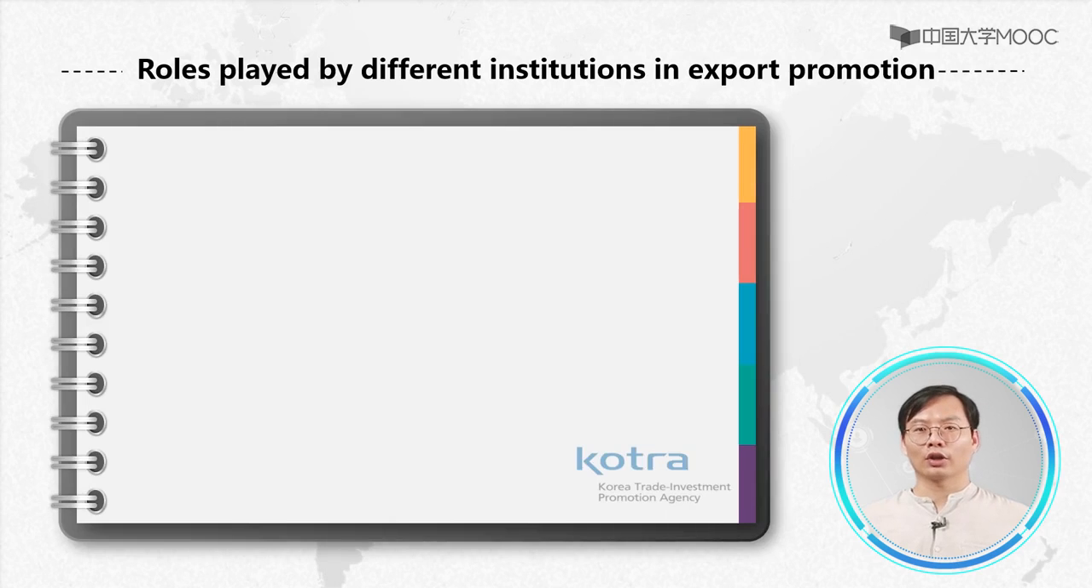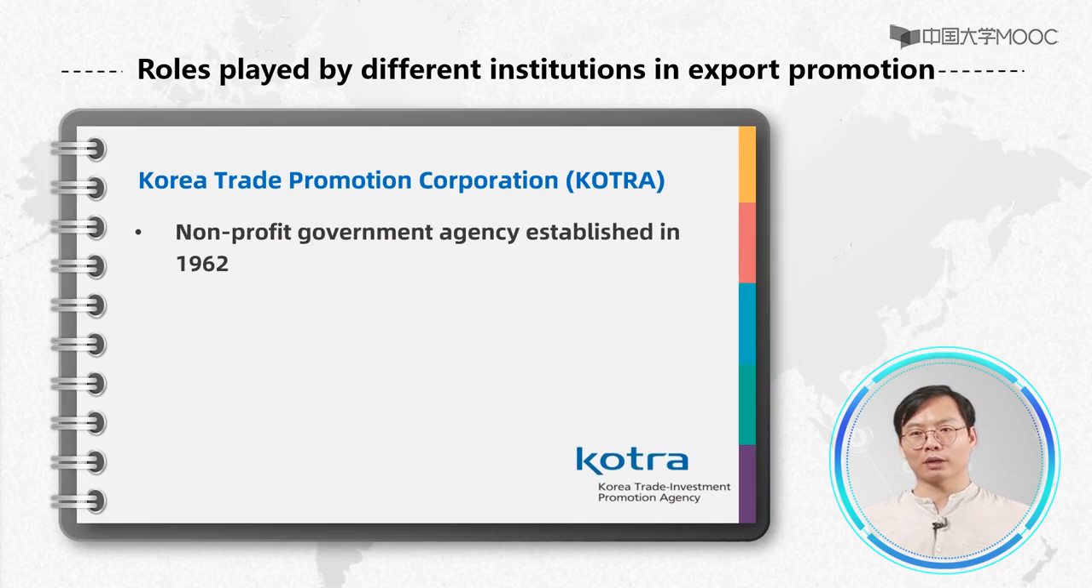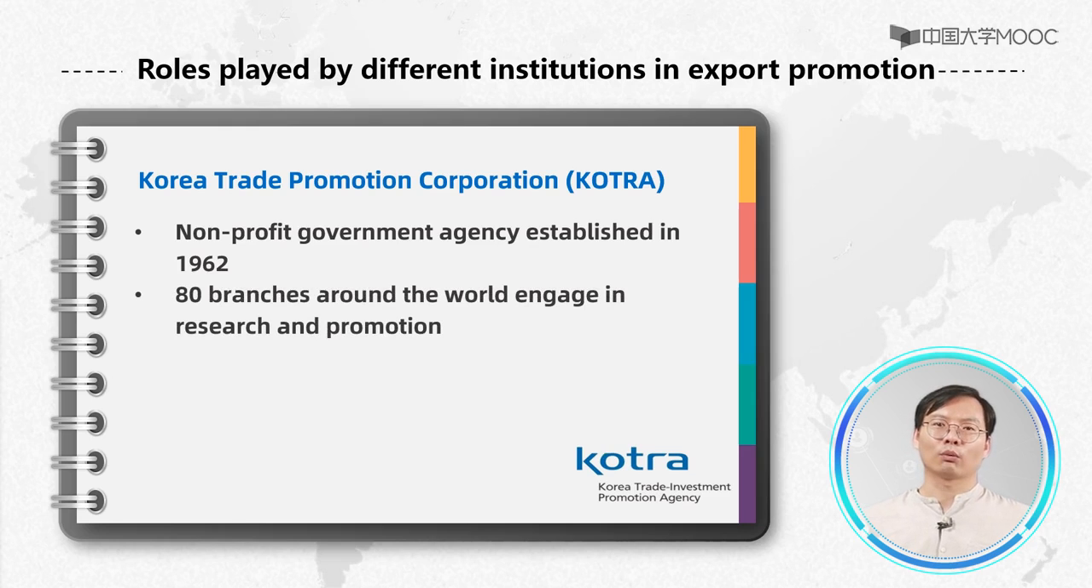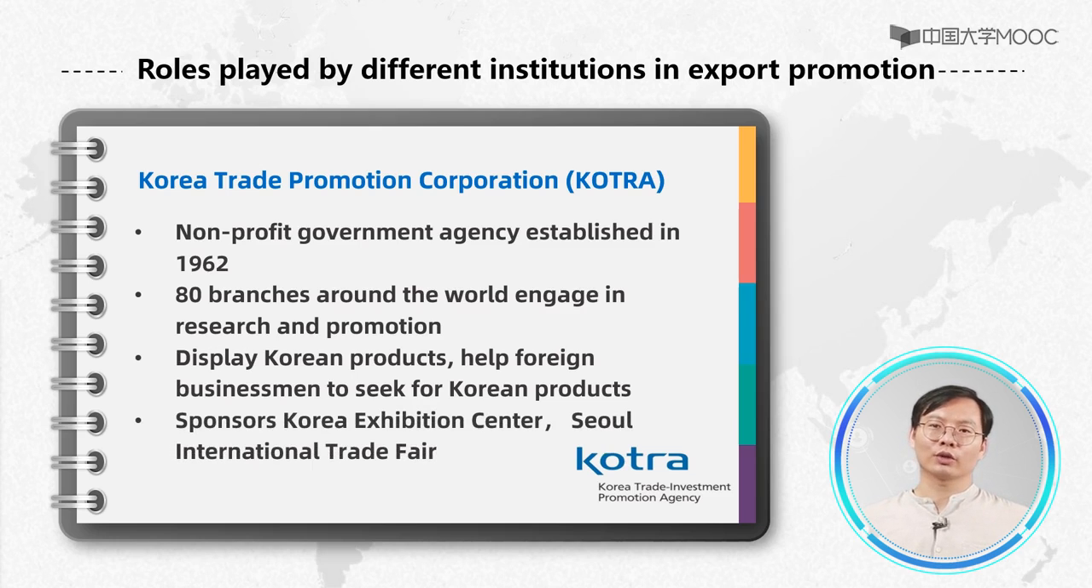Another cluster of institutions provides opportunity for domestic companies to exhibit their products to the world, such as Korean Trade Promotion Corporation, or KOTRA. KOTRA is a non-profit organization established in 1962 with 80 branches worldwide. An important role of KOTRA is to promote research and trade. It also helps to demonstrate Korean products to the world and helps foreign businessmen to seek Korean products. KOTRA sponsors the Korean Exhibition Center and Seoul International Trade Fair.